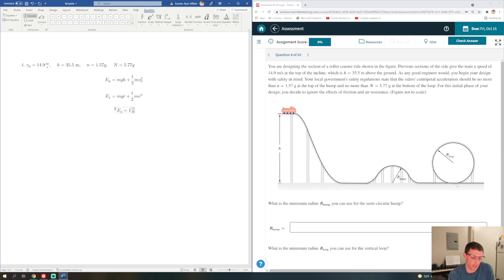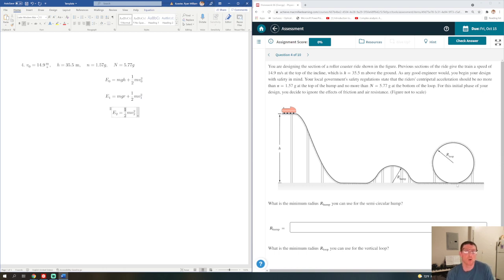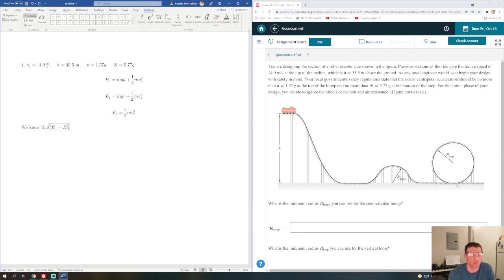So this looks like this, right? We could call this 1/2 m v2 squared. And maybe just to be consistent, I'll call this v1. Yeah, so this is what we have, and we know from conservation of energy that E naught equals E1 equals E2. But we need something else here, right?